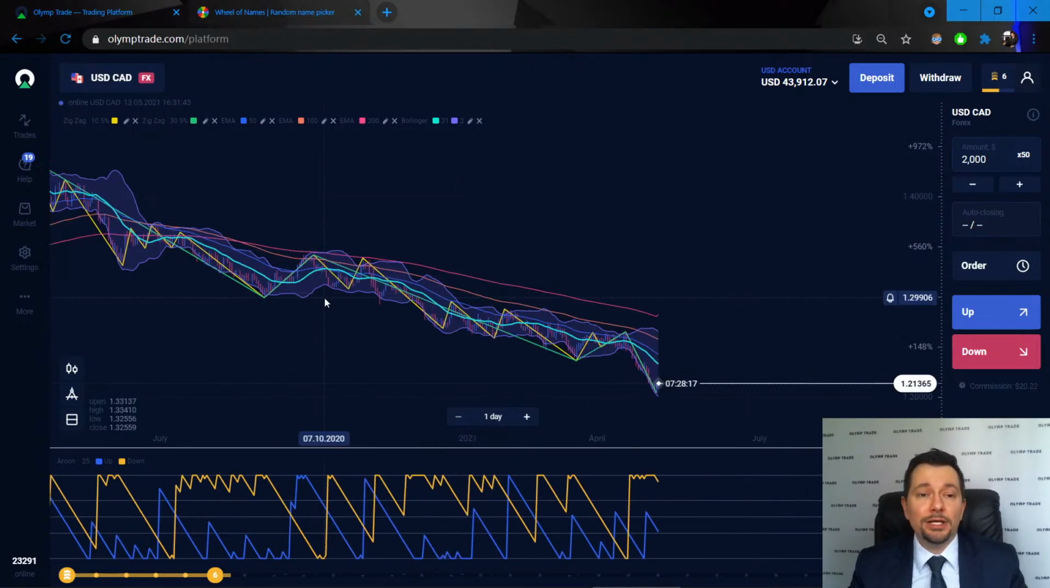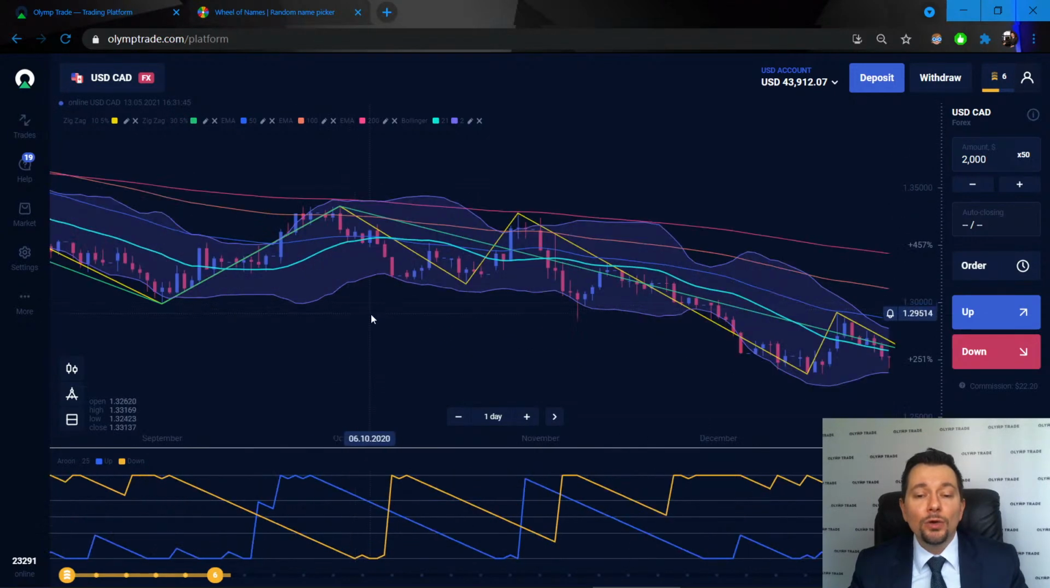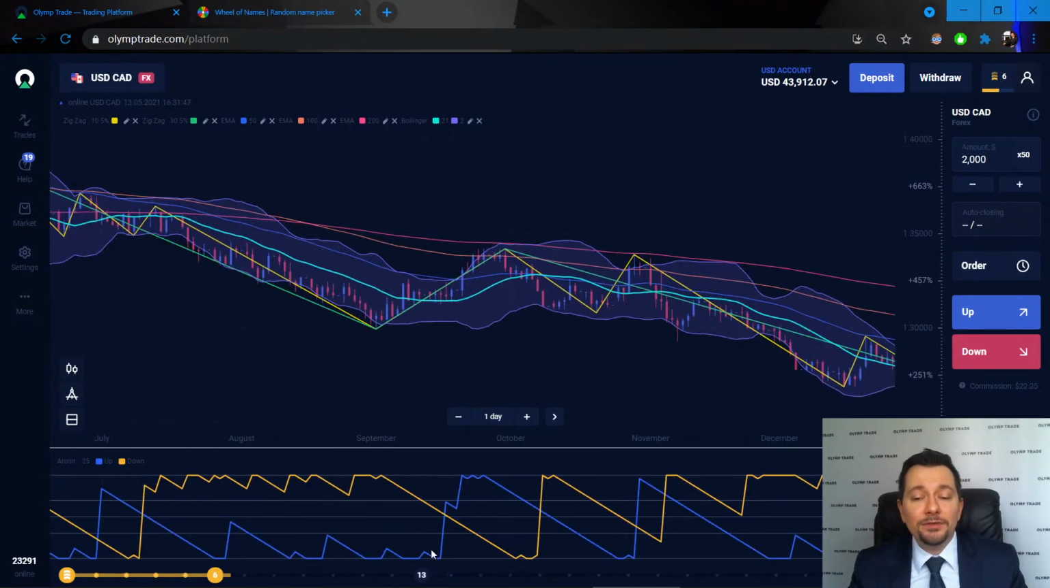We're in a global downtrend. This is the US dollar, Canadian dollar currency pair. We're in a global downtrend. But after these guys rise, that means we're in a correction and bulls are in control. Same thing here. Bulls rise.